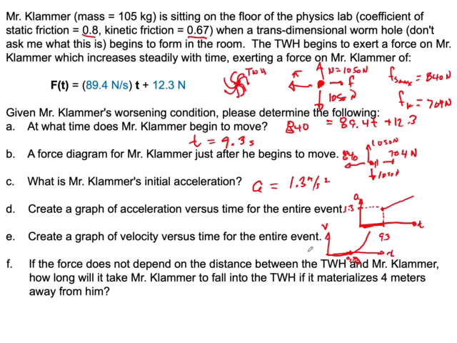This last one is a little painful one. If the force is not dependent on the distance between the transdimensional wormhole and Mr. Clymer, how long will it take me to fall into this doggone thing? That's a little bit more challenging. How do I have to solve that? I need to figure out when the area underneath this curve is equal to 4 meters.